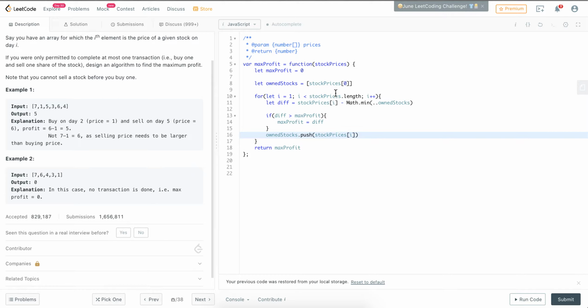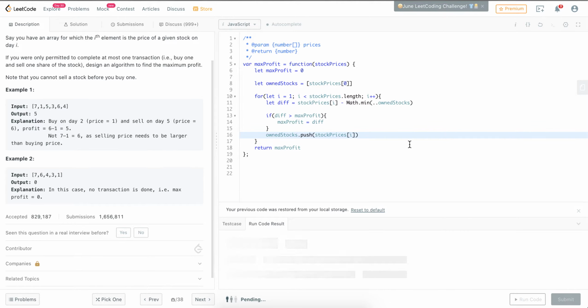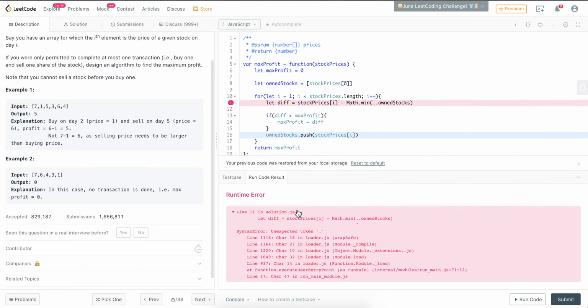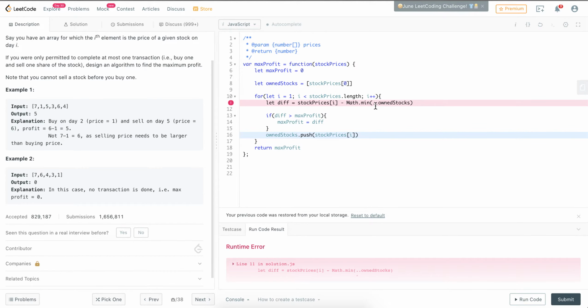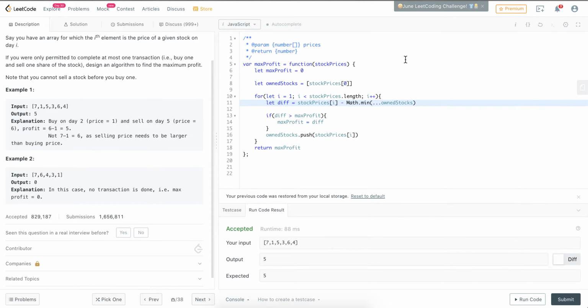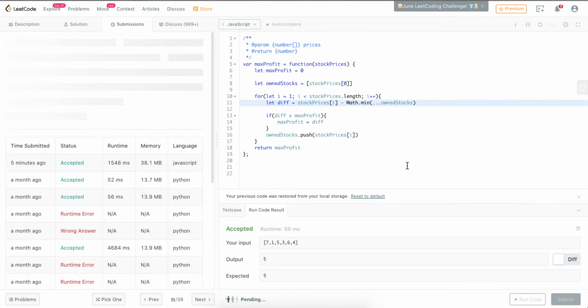So now we're looking at the next version in here. When we look back at math.min of owned stocks, 1 minus 1, so on. So now if we run this code, oh, I'm sorry, I missed a spread right here. There we go. Perfect. Cool, and then let's submit that.